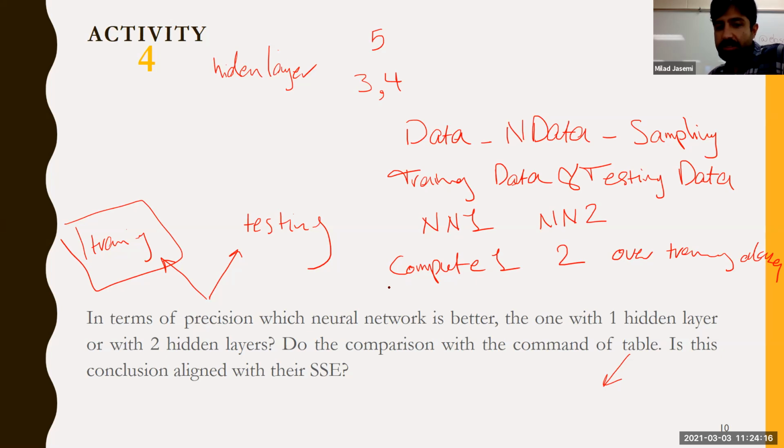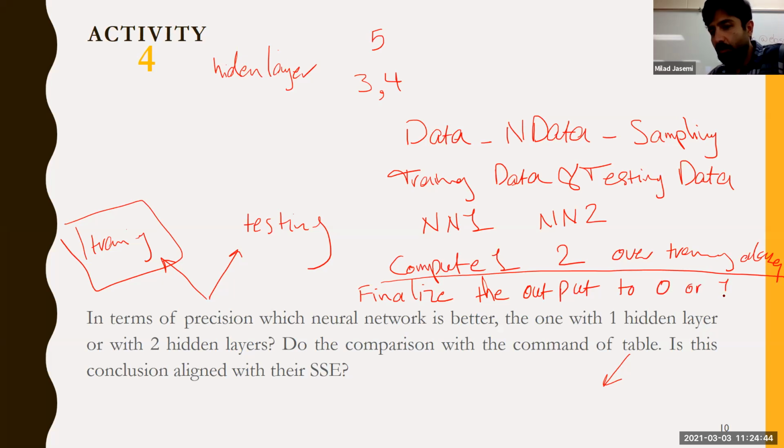So do it until here. So you get the output. And when you get the output, just if I want to give you a quick review, the output as we discussed it is not exactly 0 or 1. So you need to finalize the output with that else if, that last session we talked about. Finalize the output to 0 or 1.